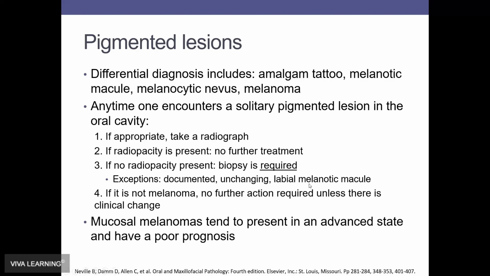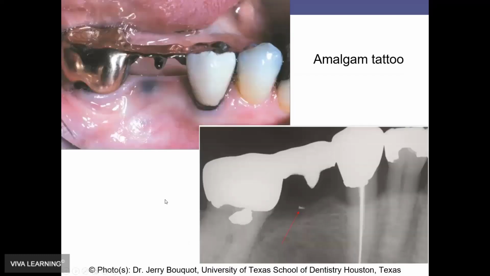The only exception to that is a labial melanotic macule, and that's because the patient will know that they've had it forever and it isn't changing. But if it's in the oral cavity, we must biopsy if we can't prove it's an amalgam tattoo. The only purpose of the biopsy is to rule out melanoma. Mucosal melanomas have a horrible prognosis and they present at this really advanced state, and it's really an awful diagnosis. So that's what we're trying to do, is catch melanoma as early as possible. If it isn't melanoma, no further action required unless there's a clinical change.